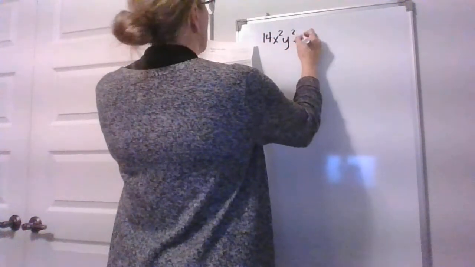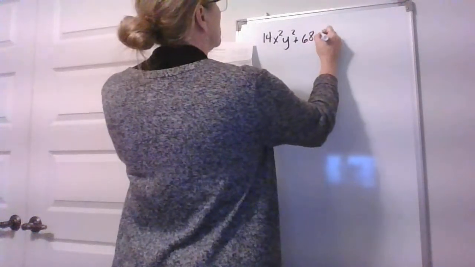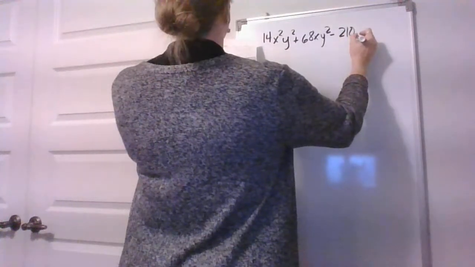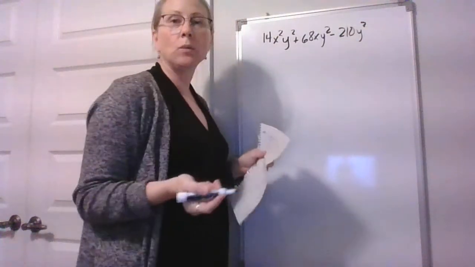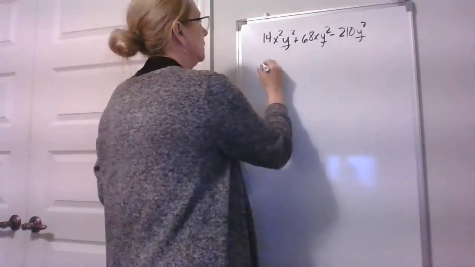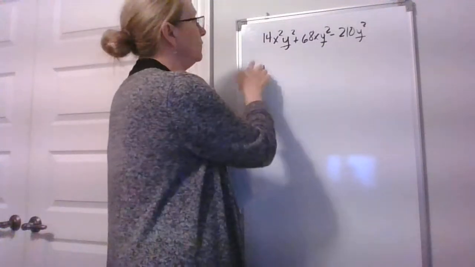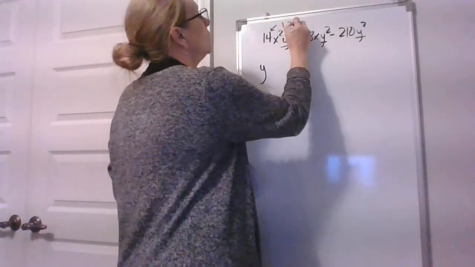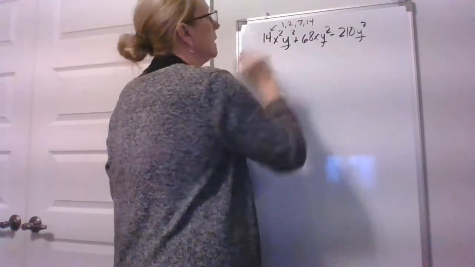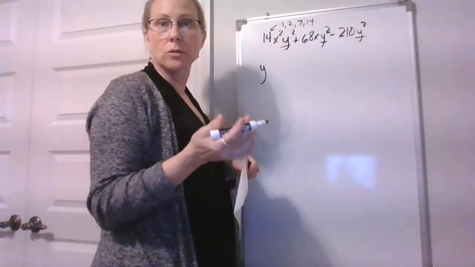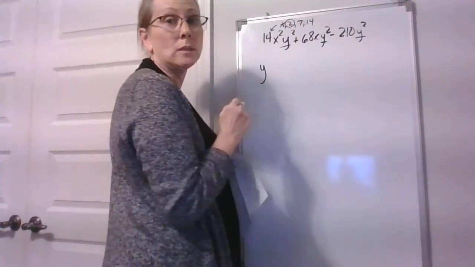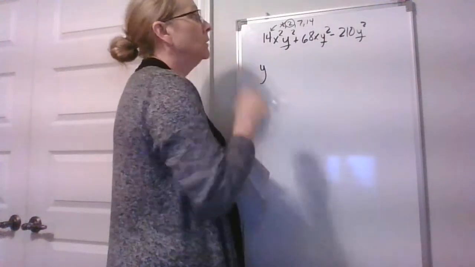14x squared y squared plus 68x y squared minus 210 y squared. So what can we take out? Definitely a y squared. When you're looking at the coefficient, 1, 2, 7, and 14 are factors. So 1 doesn't count. 2 is a factor, clearly, because they're all even. 7, we can try them out.